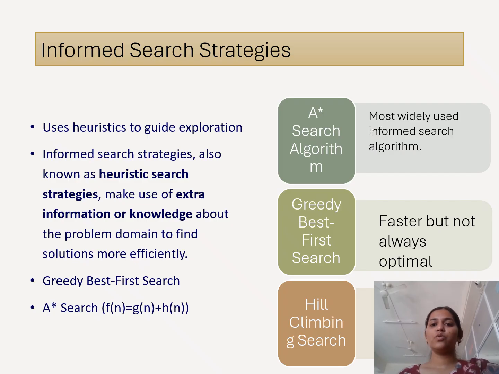A-star is the most widely used informed search algorithm. Greedy best first search is faster but not always optimal. Hill climbing means the path is followed step by step.